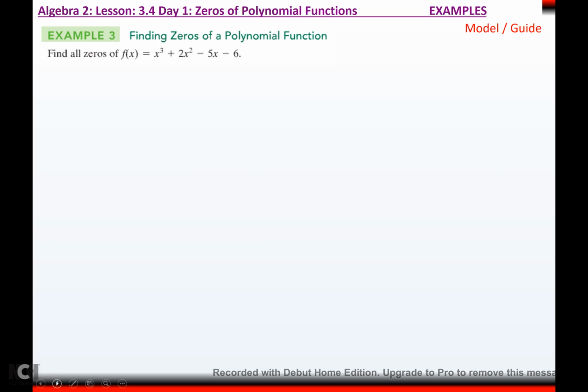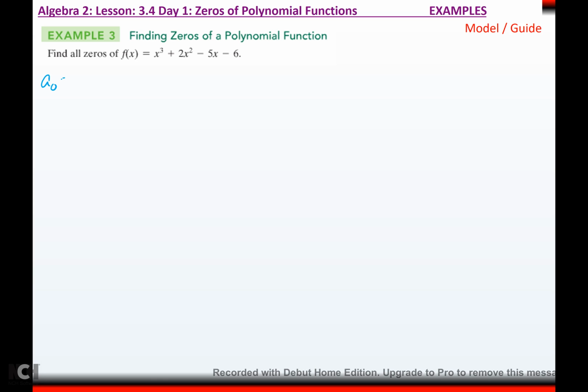So it says find all the zeros of this function. Well, I have no idea. We can't factor this because it's a third degree. We could try 2 by 2, but it isn't going to work. So my normal techniques of finding zeros aren't going to work. That's why we use our PQ list.